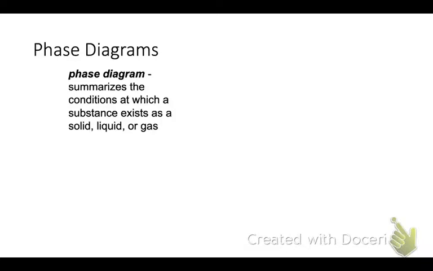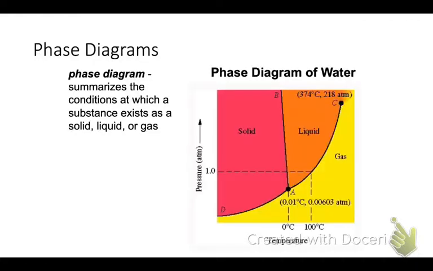Now we're going to look at the phase diagram. A phase diagram is a diagram that summarizes the conditions at which the substance exists as a solid, liquid, or a gas. So here is a phase diagram. On the y-axis, we always have pressure. On the x-axis, we have temperature.